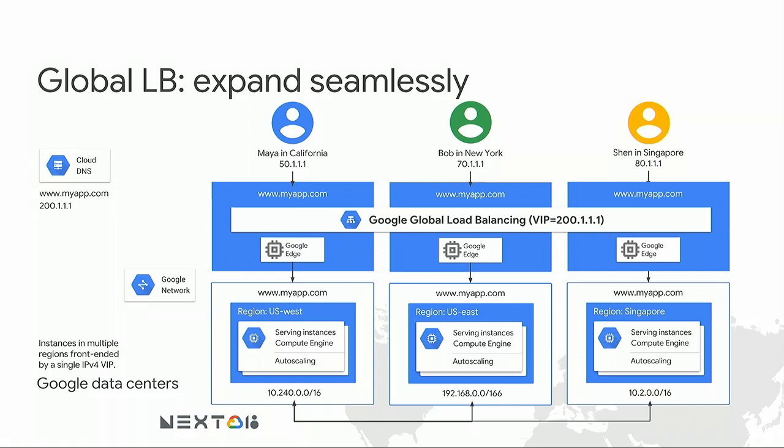And then you can just expand wherever Google has data centers by simply putting instances there. But as you can notice, there was no change to the VIP. There was no change to your DNS server. And you definitely did not need any of the things related to DNS load balancing.